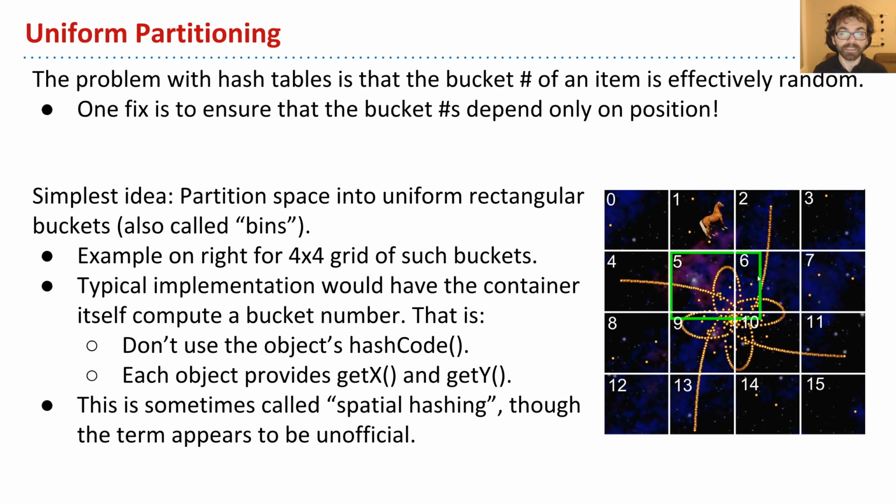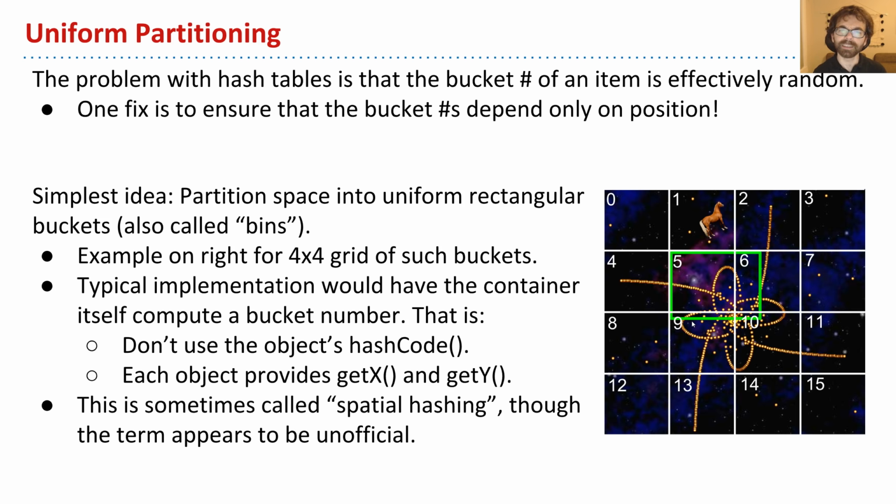So ultimately, this idea is that we're partitioning our space into uniform rectangular buckets, and a typical implementation would have the container itself, whatever you want to call this thing, a uniform partitioning table, and it would compute the bucket number for points. So rather than using the object's hash code, each object would provide a getX and getY method, and when it gets inserted into this uniform partitioning table, it would compute the bucket number at that time.